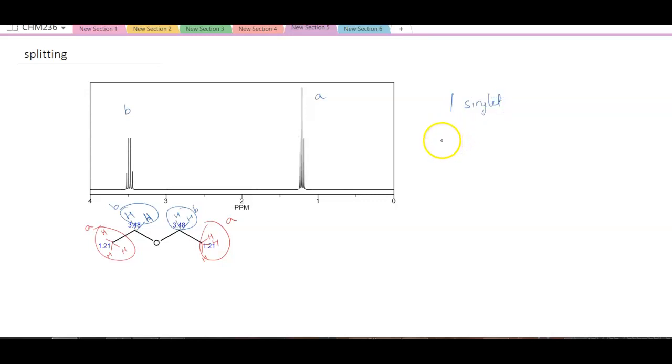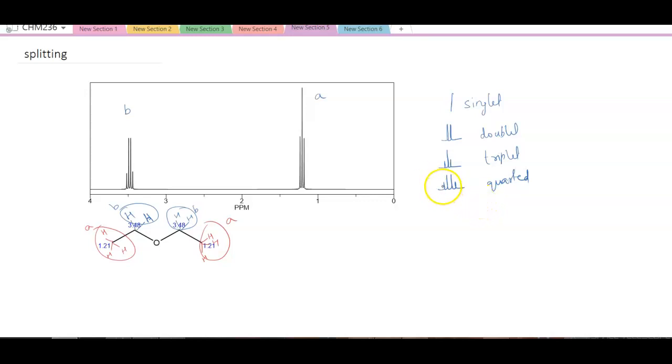If it appears as 2 peaks like this, then it is called a doublet. If you have 3 peaks like this, it's called a triplet. And if you have 4 peaks like this, then this is called a quartet, and so on. You can have a quintet with 5 peaks, sextet with 6 peaks, and septet with 7 peaks.